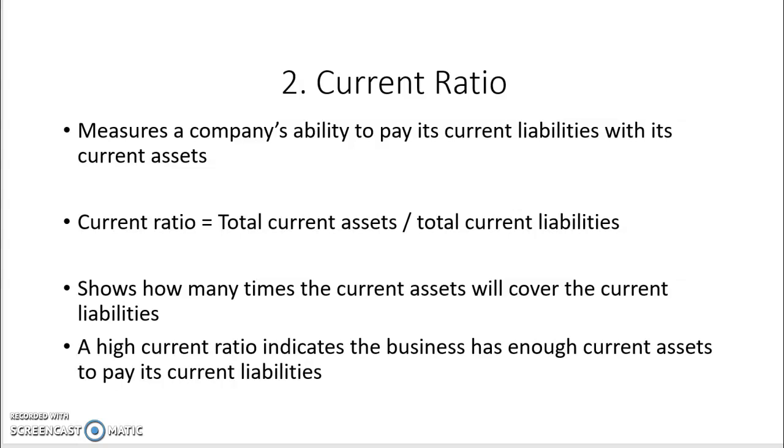So we can see how many times the current assets cover the current liabilities. A creditor is going to want to see a high ratio to make sure they have enough current assets to cover their current liabilities. They say usually about 1.5 is considered a strong current ratio.